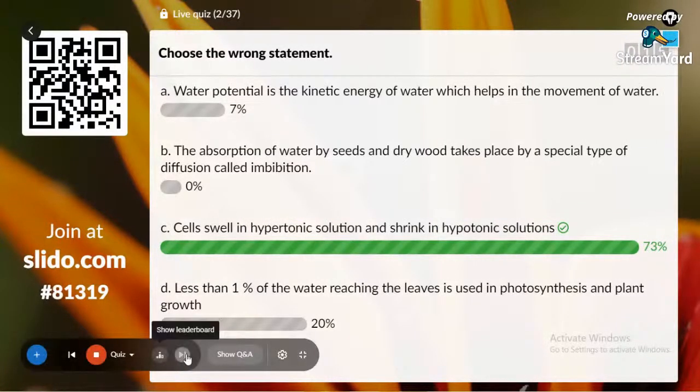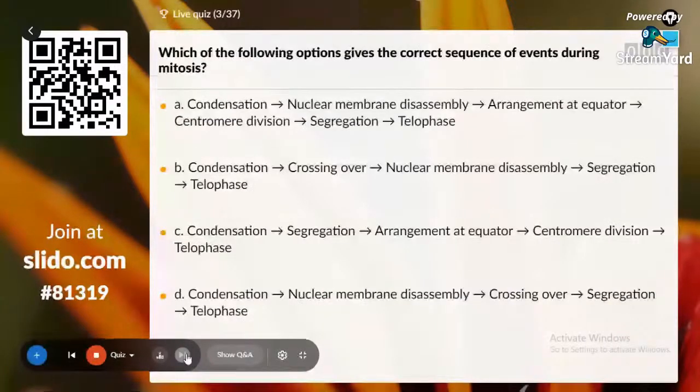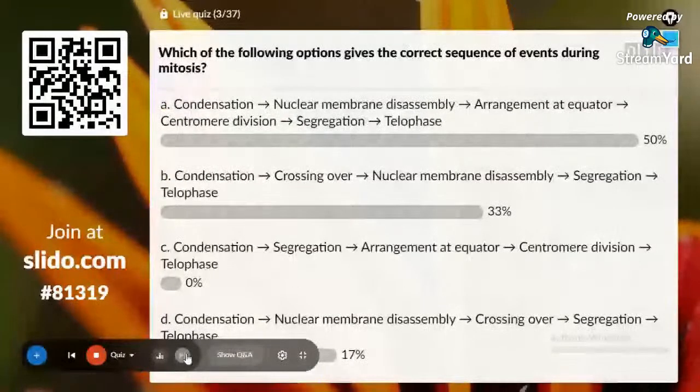Third question on the screen. Which of the following options gives the correct sequence of events during mitosis? Option A, condensation, nuclear membrane disassembly, arrangement at the equator, centromere division, segregation, telophase. Option B, condensation, crossing over, nuclear membrane disassembly, segregation, telophase. Option C, condensation, segregation, arrangement at equator, centromere division, telophase. And option D, condensation, nuclear membrane disassembly, crossing over, segregation, and telophase.